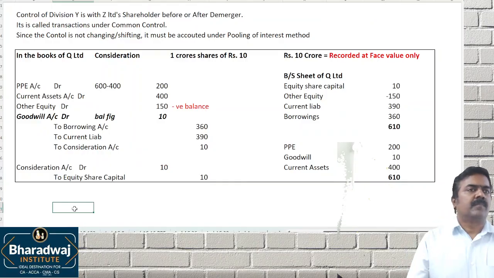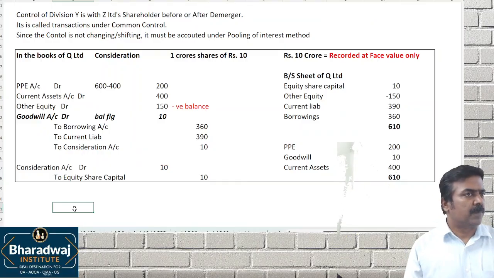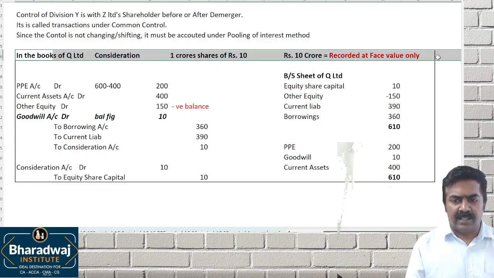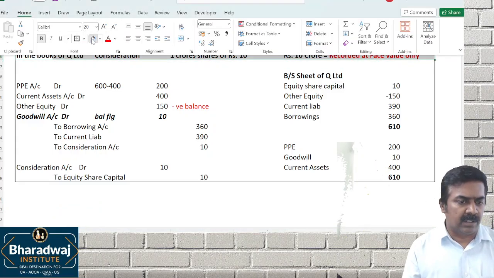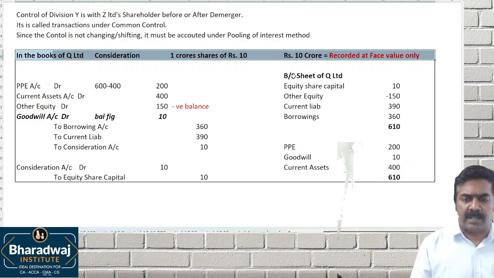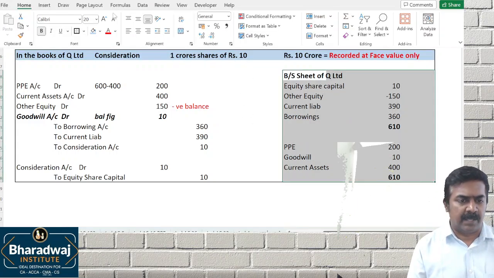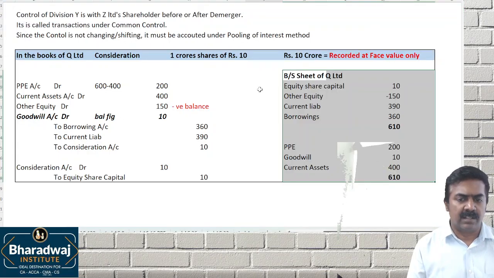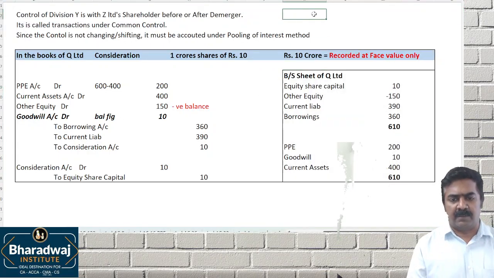Listen. Have you taken up this formula? So in the books of Q Limited, let the consideration be paid to the Z Limited or to the shareholders, the same entry will come because control is going to be same. It's a common control transaction. Please remember the notes which I have given.